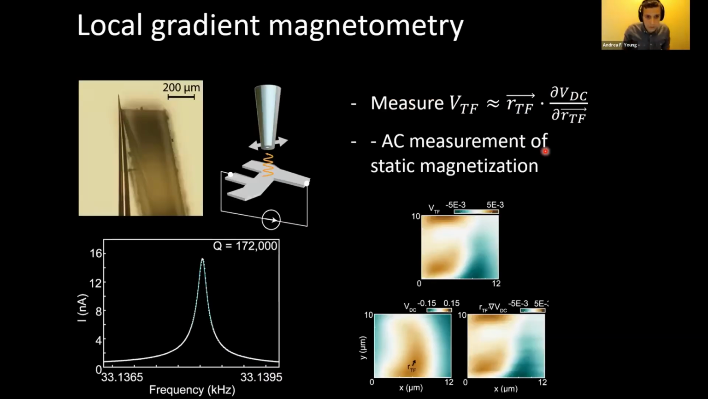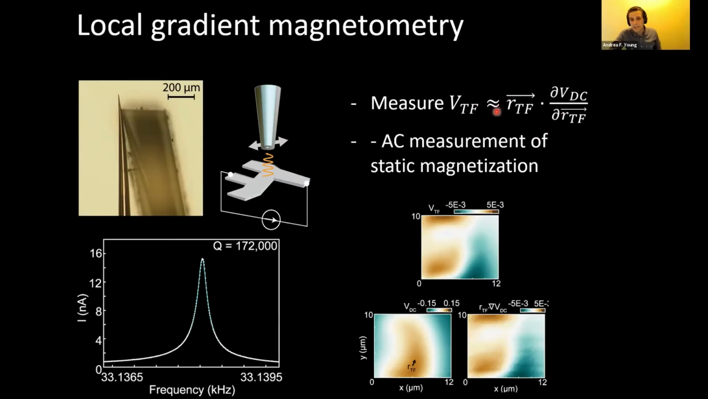So the way we do these measurements: we have this problem that we want to measure a static magnetization. On the other hand, the DC sensitivity of these SQUIDs is not very good. There's a lot of 1/f noise. So you'd like to be able to lock into some signal which is modulated in time. And so we do that by coupling the nanoSQUID to a tuning fork.